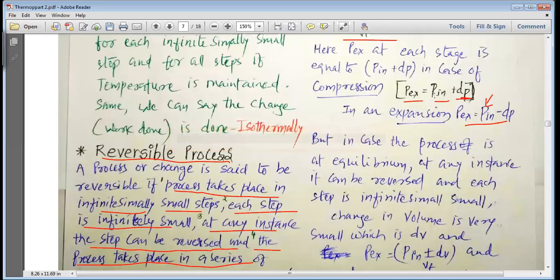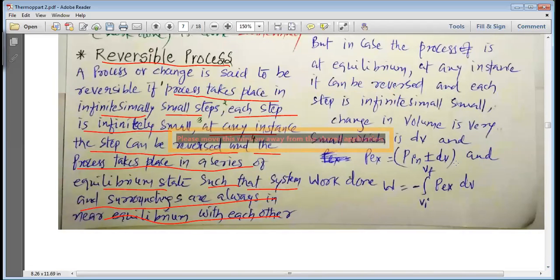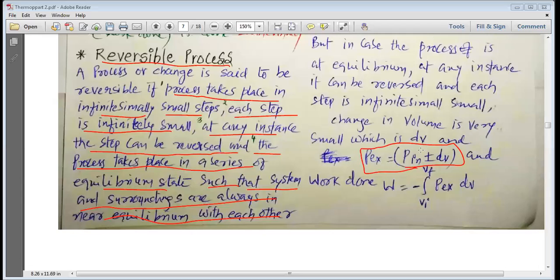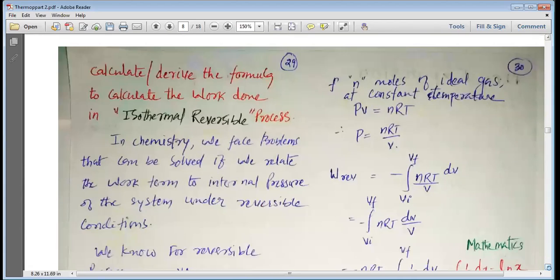to compress the gases. But when we do the process in a reversible way, there is an equilibrium established between the system and surrounding at each step, and as there is an equilibrium established between the system and the surrounding in each step, my dear students, for reversible process we can write P external is equal to P internal plus or minus dP, because there is an equilibrium established between the system and the surrounding.